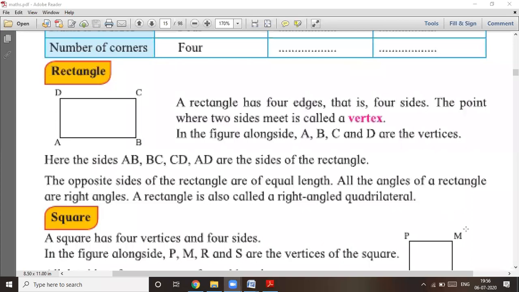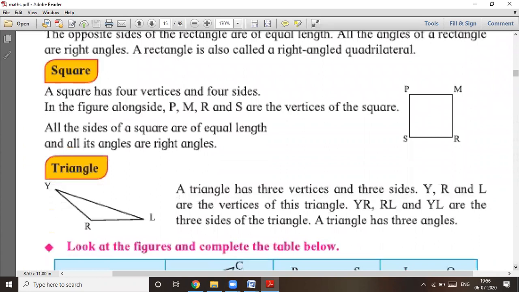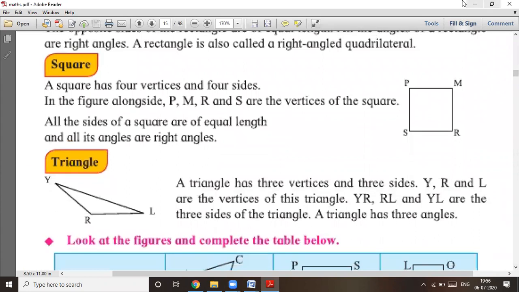Similarly, we have to see the square. काय असतं बघा square and triangle. What is the square and the triangle? So if you see the square, a square has four vertices and four sides, similar to the rectangle. Rectangle सारखंच असतं, but the difference is what? Here, rectangle मध्ये opposite sides are equal in length, but here all the sides of a square are of equal length.